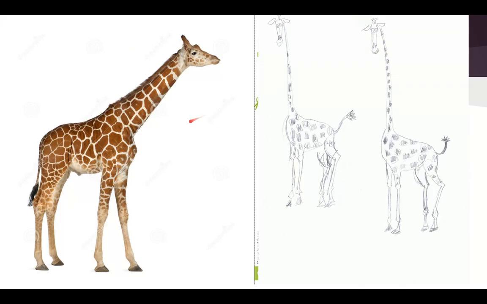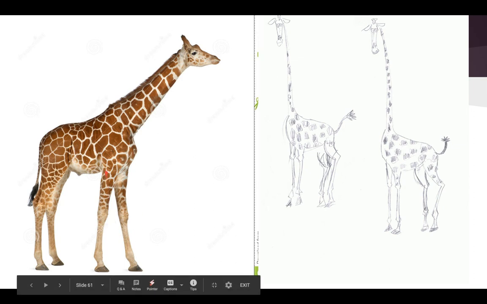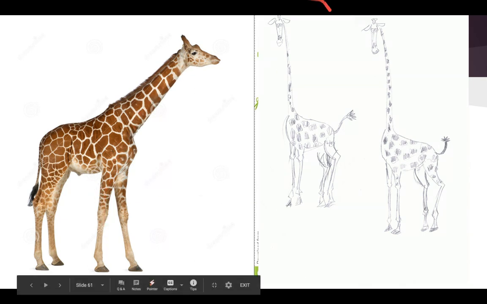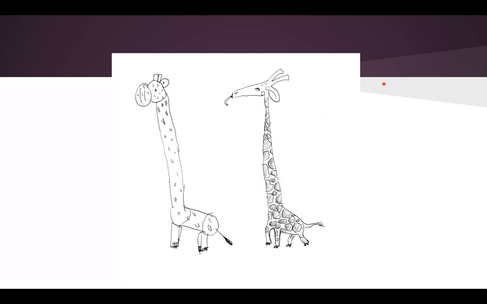Here's why. Yes, giraffes have really long necks, but if you actually look at the length of its neck, it's about equal to the length of its legs. So if you're going to draw a giraffe correctly in proportion, you have to make sure that its neck is about equal to the length of its leg. It didn't happen here in these drawings, and it definitely didn't happen there.